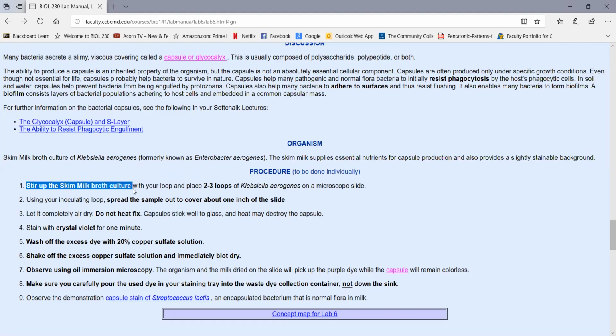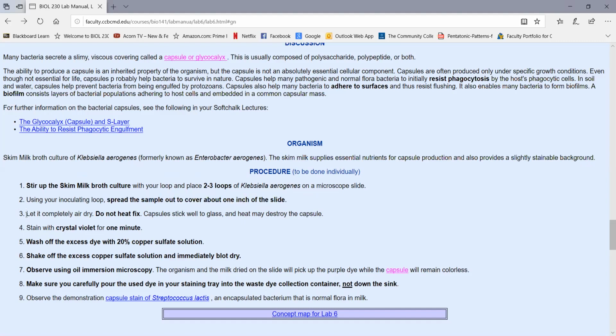So the first thing you want to do with your loop is stir up the culture so we get the bacteria distributed, or else vortex it on the vortex mixer for a few seconds. And then place 2 to 3 loops of Klebsiella aerogenes on a clean microscope slide, of course using aseptic technique. Then spread the sample out to cover a good portion of the slide. You should be able to cover about 1 inch of the slide with 2 or 3 loops.